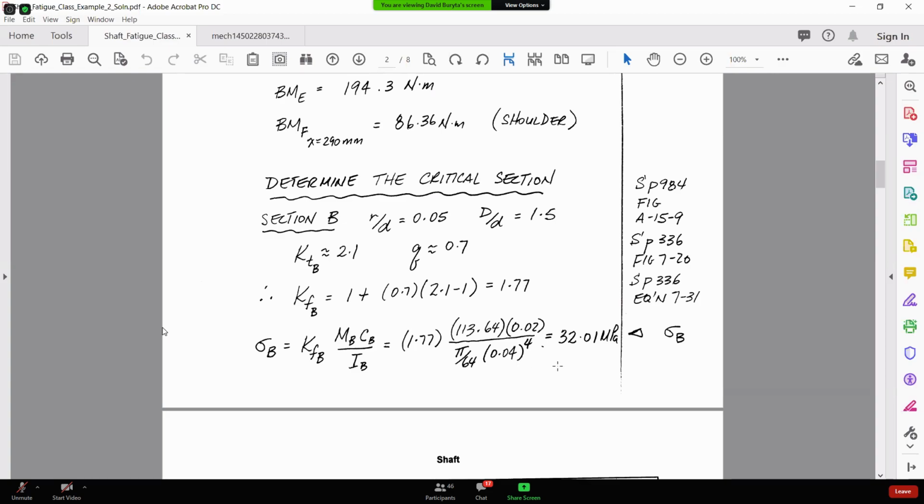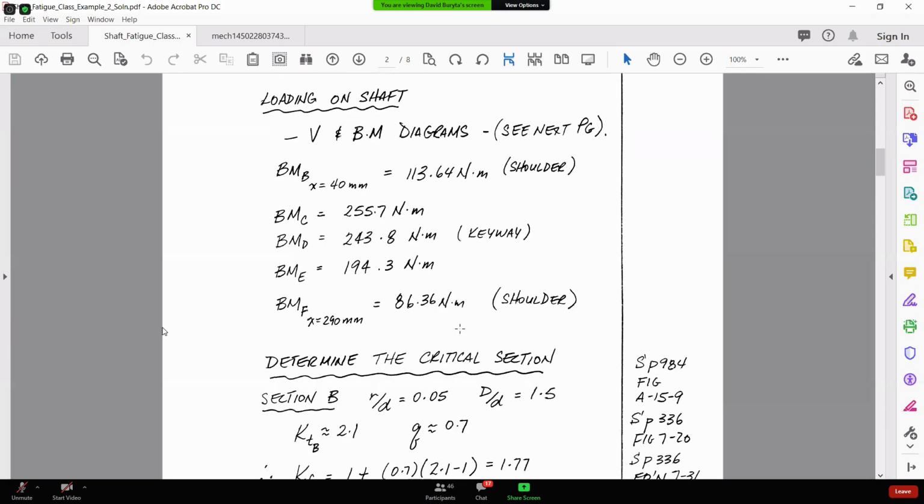So maybe I should have put here sigma B max. You can change that when you print this out, or upload it from your Canvas page. Now I just move to my next section.